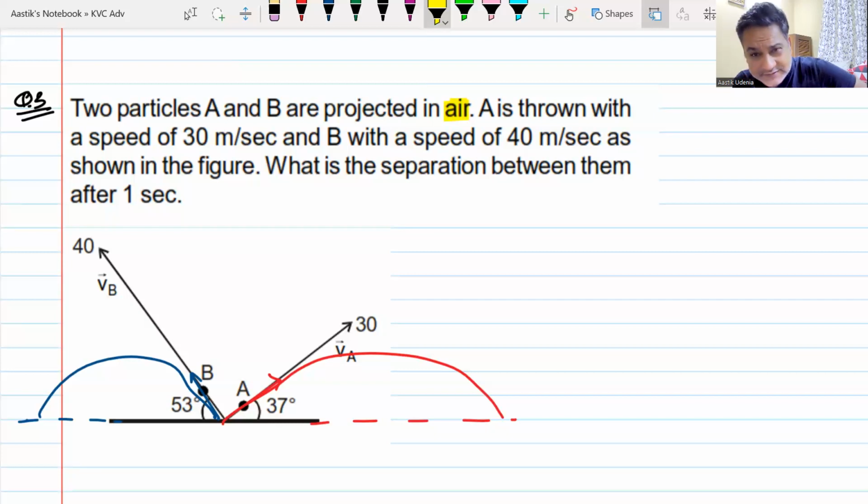They are not moving in a straight line. And that is the beauty of physics. And that is the beauty of relative motion, my dear friends. I'll give you 1 minute to think about it. And then I shall reveal the magic behind it. Why it is 50 meters. Think about it.